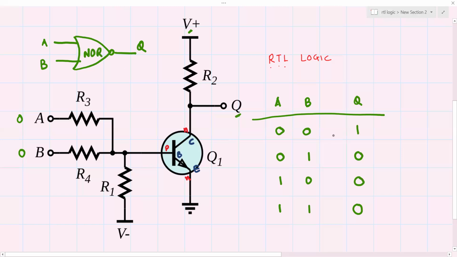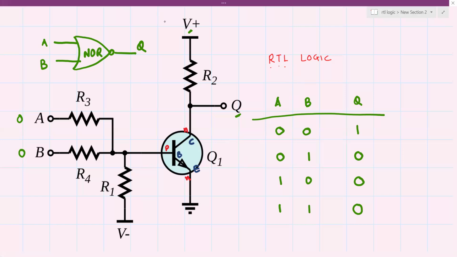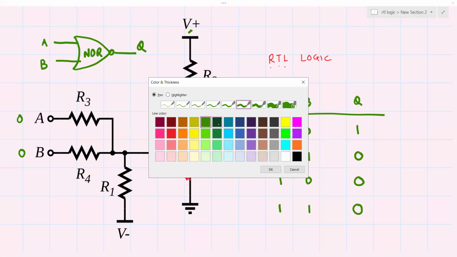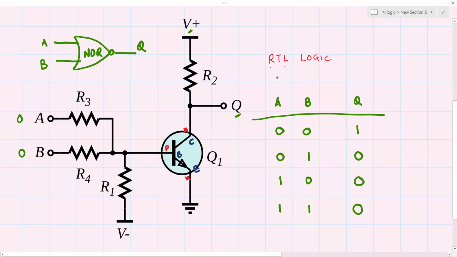So this is how you actually can use the RTL. Let me write here. This is your RTL logic. So we see that this is RTL logic.